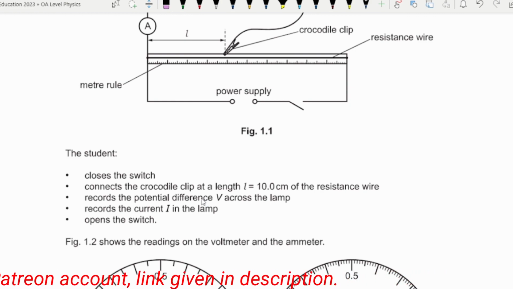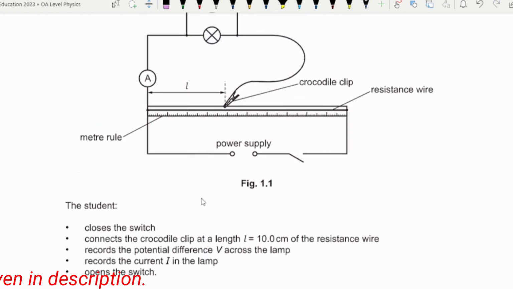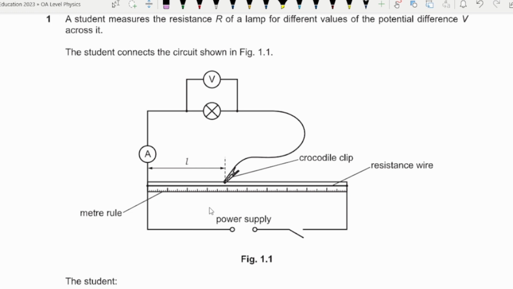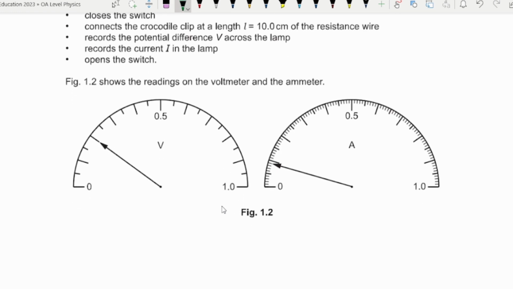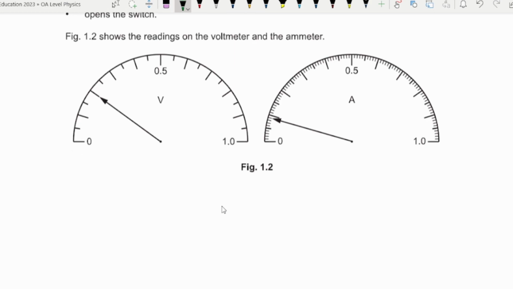at the length 10 centimeter of the resistance wire. So whatever the length of the resistance wire was, he chooses only 10 centimeter of it. So the crocodile clip is connected at the 10 centimeter mark. Figure 1.2 shows the reading on the voltmeter and the ammeter.